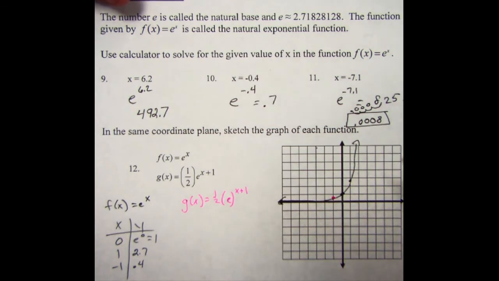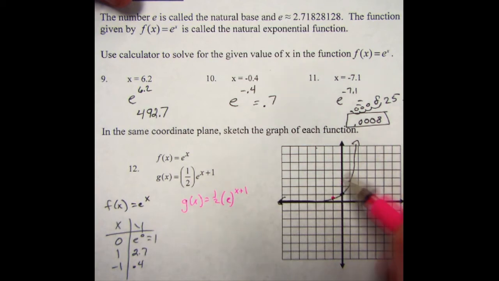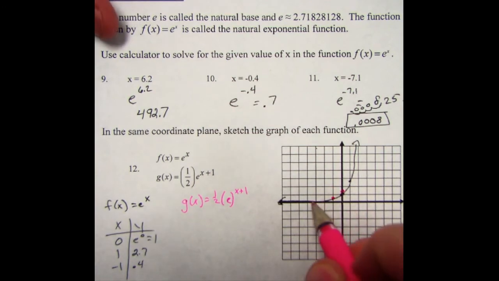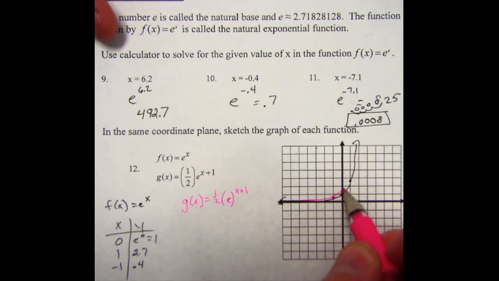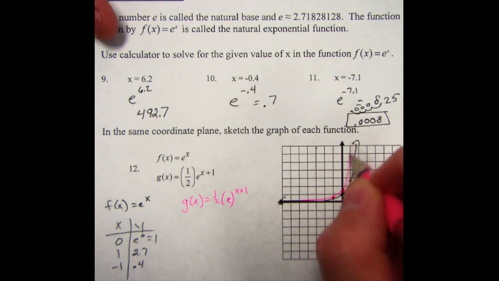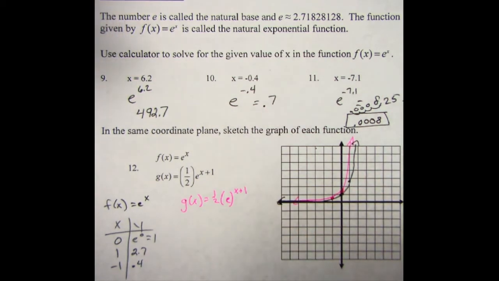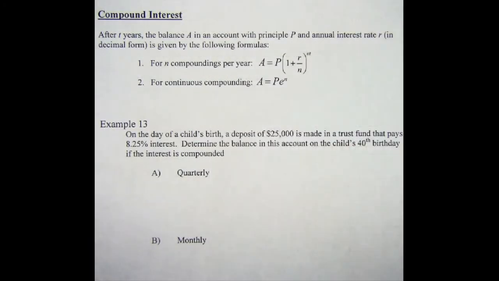Okay. Take this point, about 2.7 there, shift it over 1, back to the left. I'm going to go half of that. Half of 2.7 is about 1.35 or so. So that gets to about there. And so we get a function that looks very similar, but it's just going to be half of that. So it's going to be like that, half as tall, and shifted one to the left. Okay, now we're going to move on to some real life examples here, and let's talk about money.